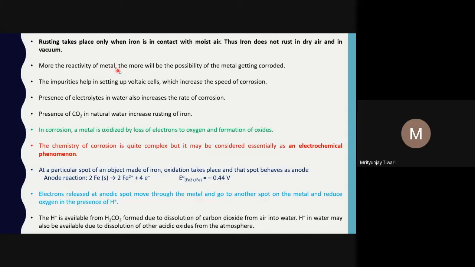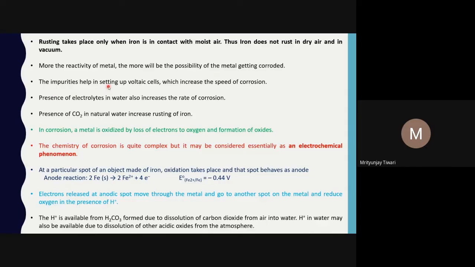The more reactive the metal, the more possibility of the metal getting corroded. This is what we know: the least reactive metals do not get corroded, while the most active metals will easily get corroded. They will easily react with the oxygen or the moisture or other portions of the atmosphere, and so they will easily be corroded or deteriorated. They will be destroyed later, so the devices and other articles we make will be destroyed.